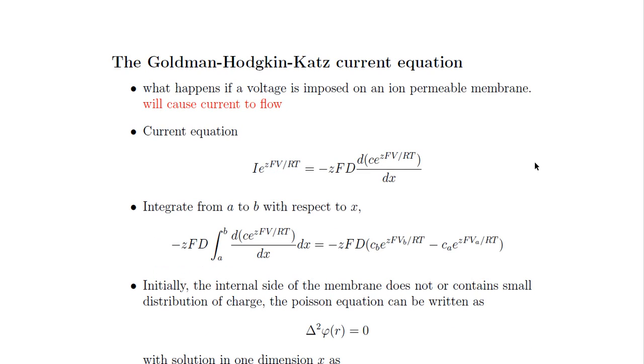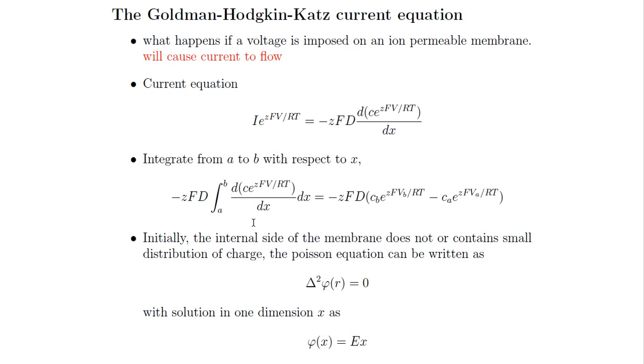Next we have the Goldman-Hodgkin-Katz (GHK) current equation. Before this we had the voltage equation; now we have current. This is for when we have a voltage imposed on the ion-permeable membrane. When we have this outside energy, it will cause current to flow from compartment B to compartment A or from compartment A to compartment B. So these are the current equations.